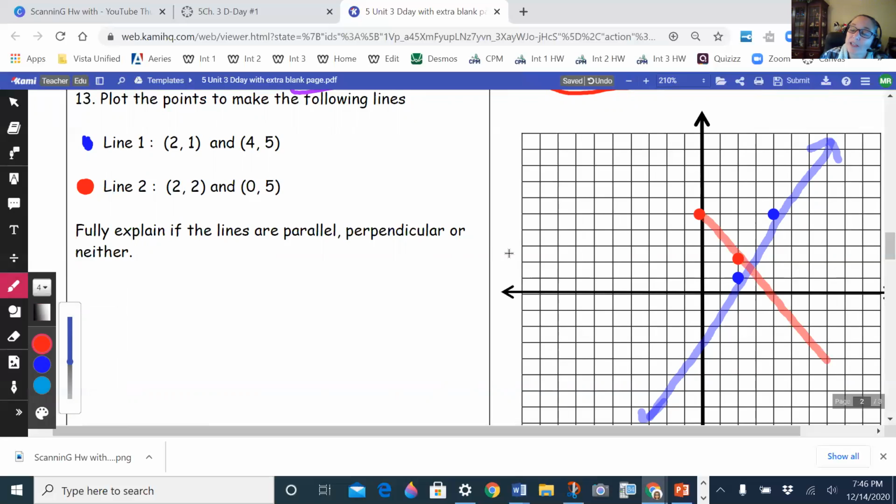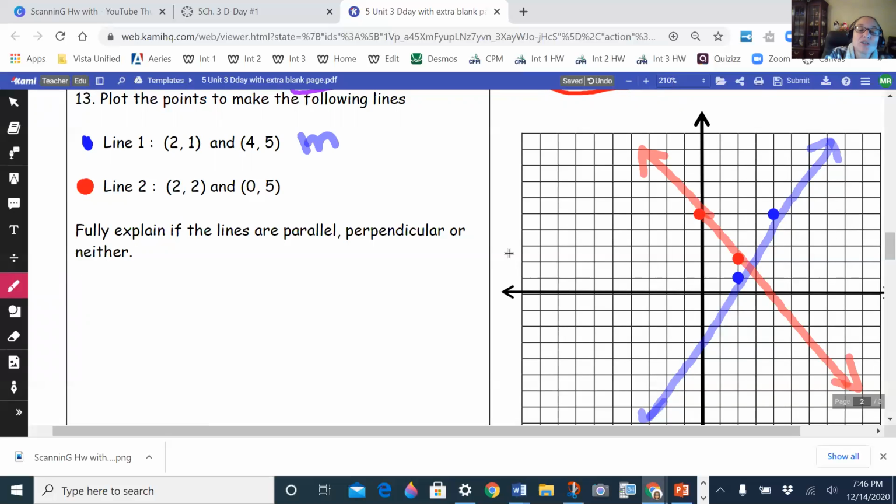And so I'm going to go like this. Now, these points are intersecting. They are definitely not parallel. Just because they intersect does not mean that they're perpendicular. They have to intersect at 90 degrees, at a right angle. So don't eyeball it. What you're going to do is actually check the slopes.